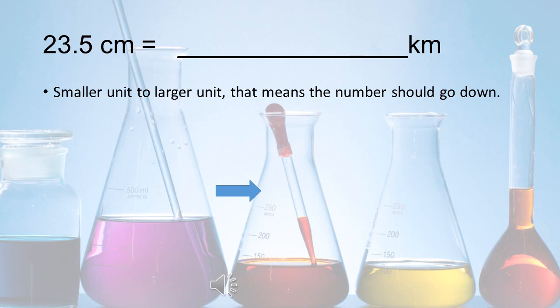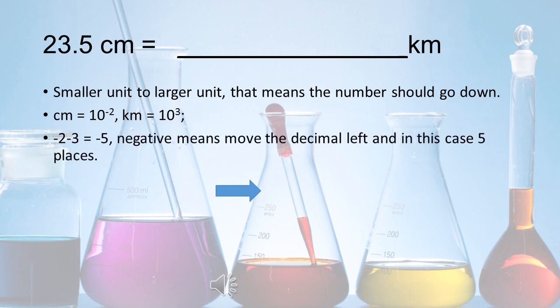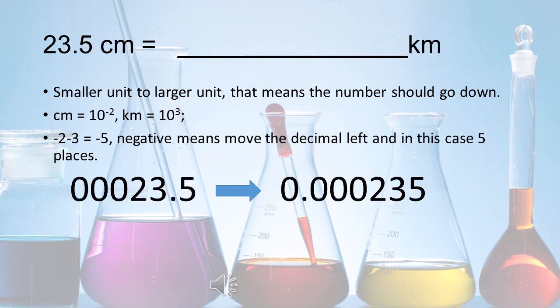Now the next thing you should find is where does centimeters rank in your scale, and we know that it's 10 to the negative second. Kilometers is 10 to the positive third. So if we take negative 2 minus 3, we find that we're talking about a factor of negative 5. Negative means that the decimal should move to the left, and in this case, 5 places. So we should move our decimal 5 places to the left, and you'll find that your answer is as shown.